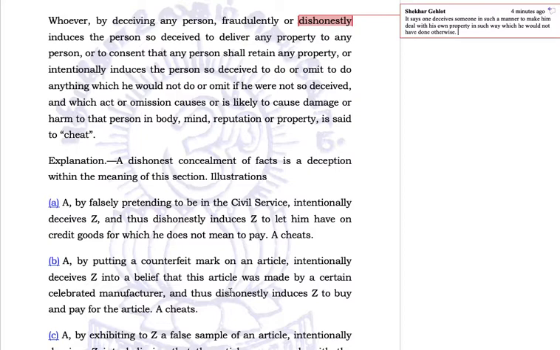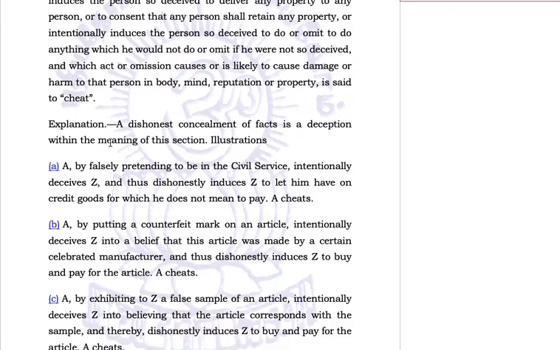And he has counterfeited the signature of Pablo Picasso on the painting, which leads the person who is a collector of art to believe that it is actually a Pablo Picasso or MF Hussein painting, and he makes the payment. So that is cheating.